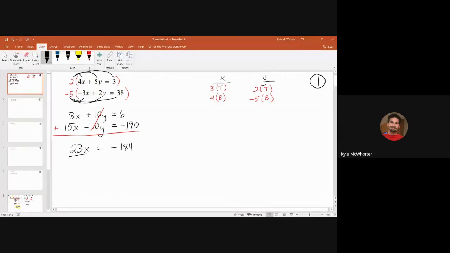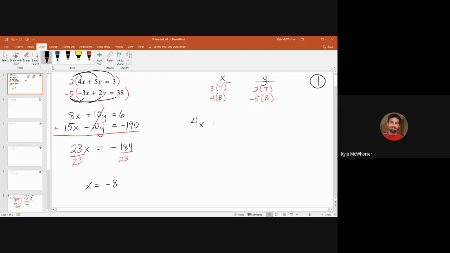So we're going to divide both sides by 23, and we get x equals -8. Then we need to pick which of our original equations we want to plug into. I'm going to do the bottom one because it has a 2y instead of a 5y. Or I could do the top one if I want. I ain't scared. Okay, fine, you want to dare me? I'll do the top one.